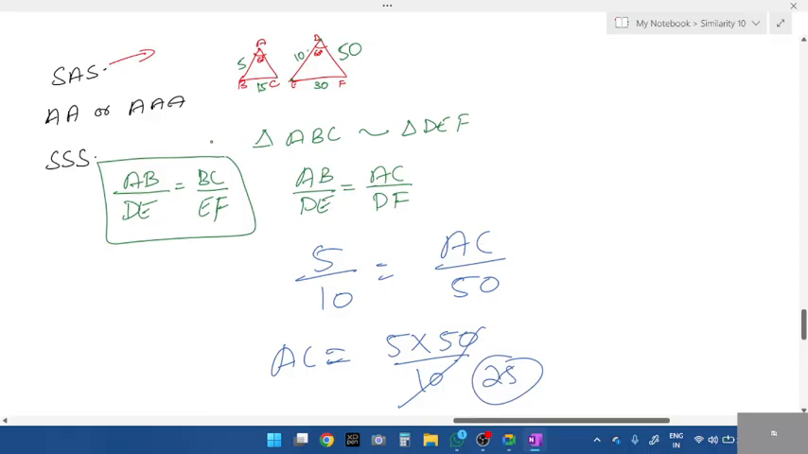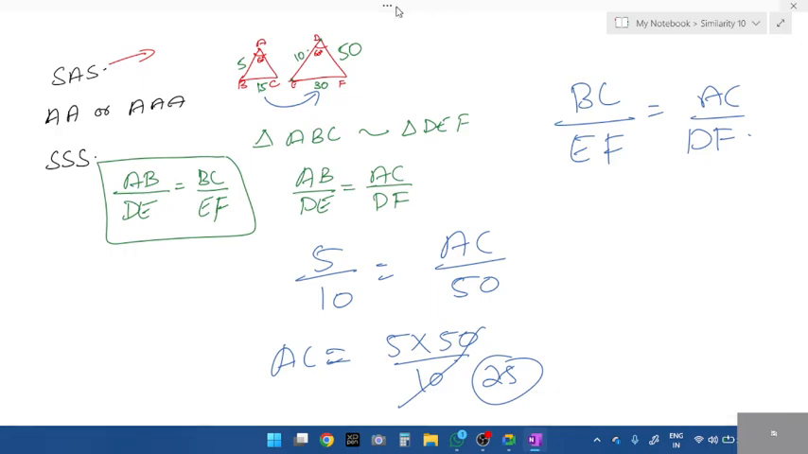We can use AB or the other side. We can use even BC. If we take BC, in the second diagram it is EF, equals AC divided by DF. This is the concept of proportionality, only if they're similar, using side angle side.